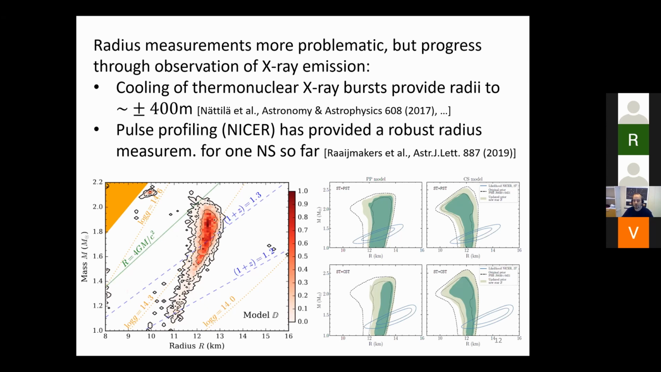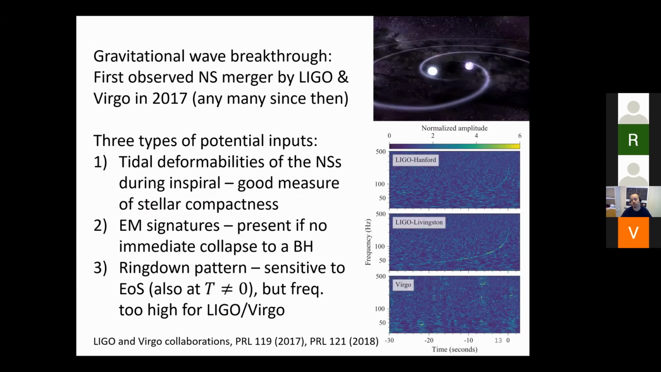But then fortunately there is a third type of observation coming from the famous gravitational wave observation from neutron star mergers, the first one seen by LIGO and Virgo already in 2017, which provides us with input concerning the tidal deformabilities of neutron stars. Then there's some information from the electromagnetic counterparts of this one particular gravitational wave event, and hopefully in the future we will also have information on the ring down pattern in the gravitational waveform.